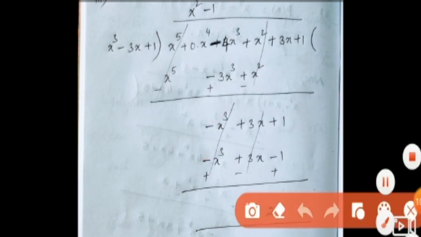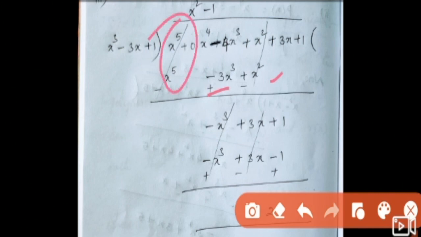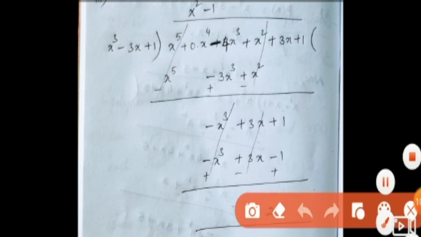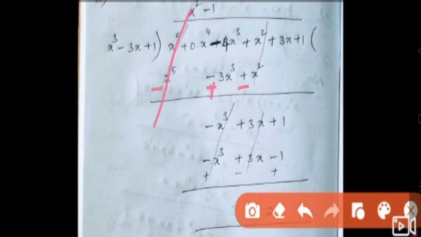Next, x square into minus 3x cube. Next, x square into 1, x square. Now here x to the power of 5 and x to the power of 5 both have the same signs, so you can do the subtraction. Then we get minus, here minus is there, plus plus is there, minus. So these two terms will be cancelled. Minus 4x cube plus 3x cube is equal to minus x cube only. Here these two terms will be cancelled. The remaining 3x plus 1 we can copy here.